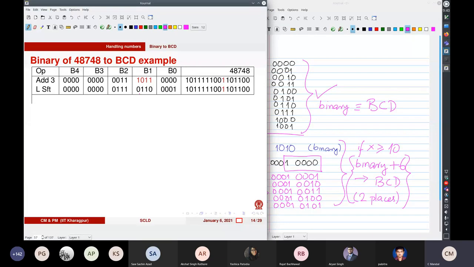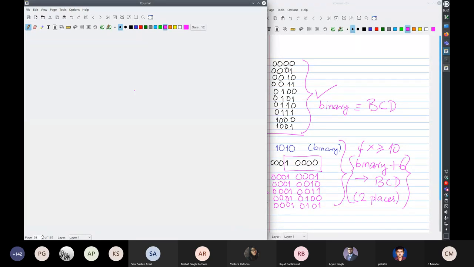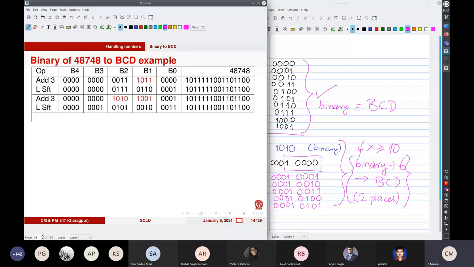Can you do the next step? Next step, as you can see, this one is greater than or equal to 5. This one is also greater than or equal to 5, right? So you'll have to add 3 to this, and add 3 to this. This is okay, this is just 1. So have you done that? Just do that. Add 3 to this. So you get the result of adding 3, and then you shift the next bit in.